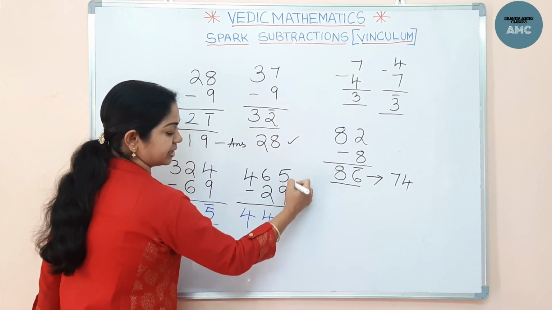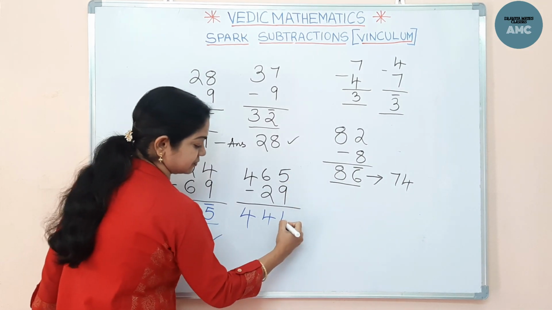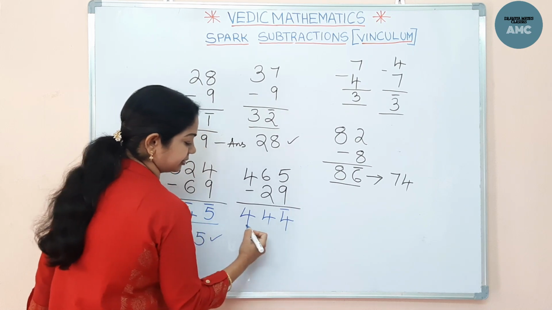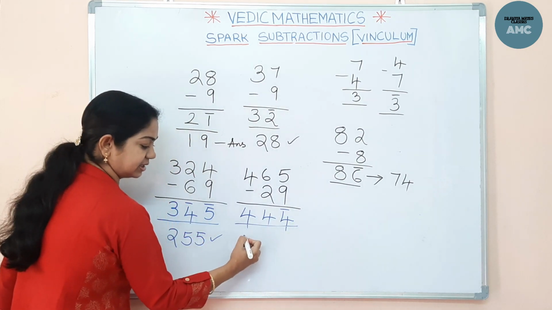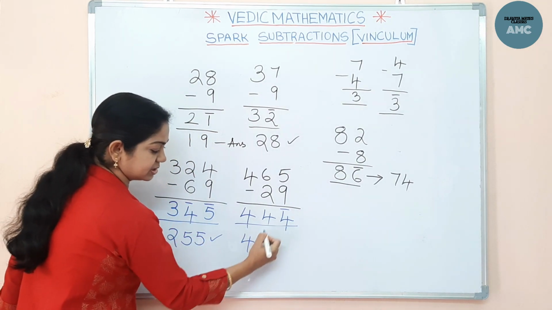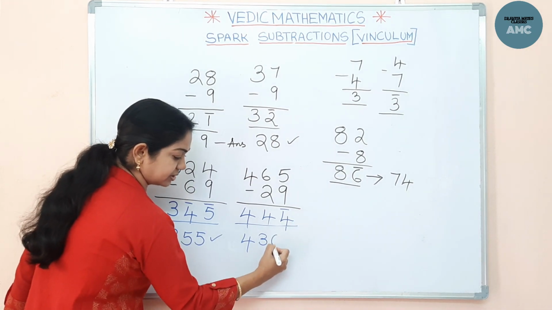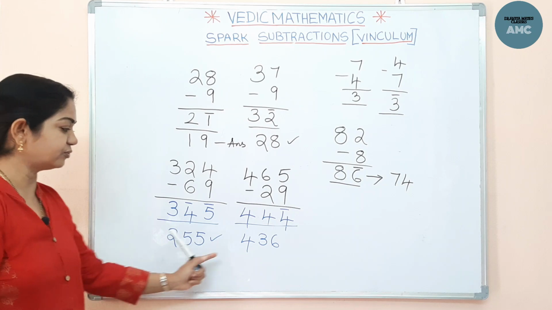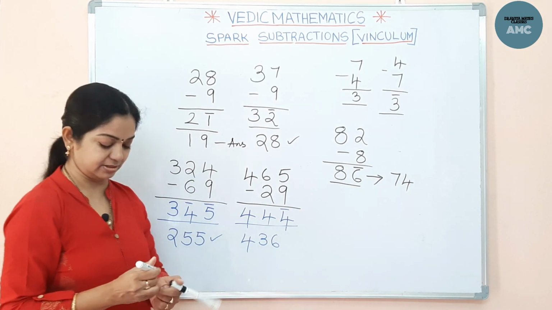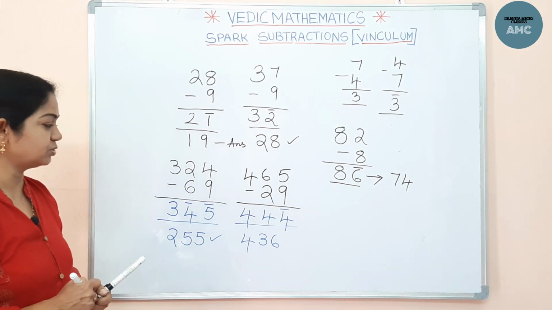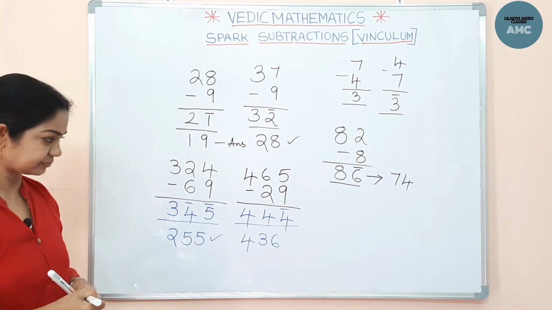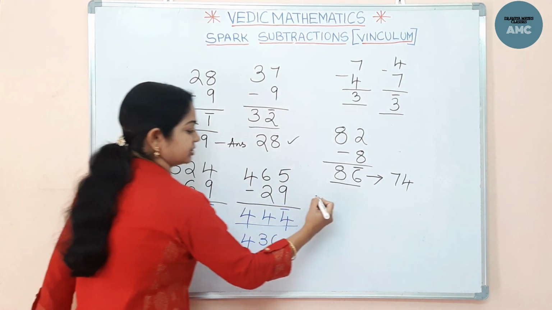So do the reverse subtraction. 9 minus 5 is 4, but vinculum here. Now the actual number for this is 4, and before this you have to decrease 1 and write the complement here. Complement of 4 is 6, isn't it? So 436 is the answer. Likewise, let us do another example for a 3-digit only.